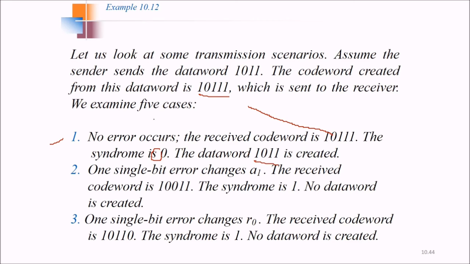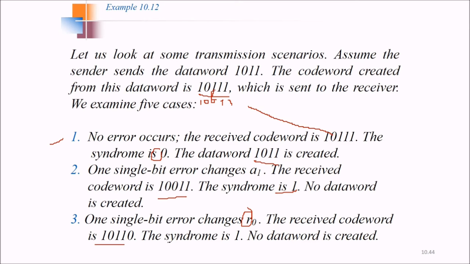The data word 1011 will be created. No problem. Say one single bit error changes A1. What we mean is the received code word is 10011. So there is a syndrome which is 1. This bit was changed. So the syndrome is 1, and no data word is created. One single bit error changes R0. So the received code word is what?